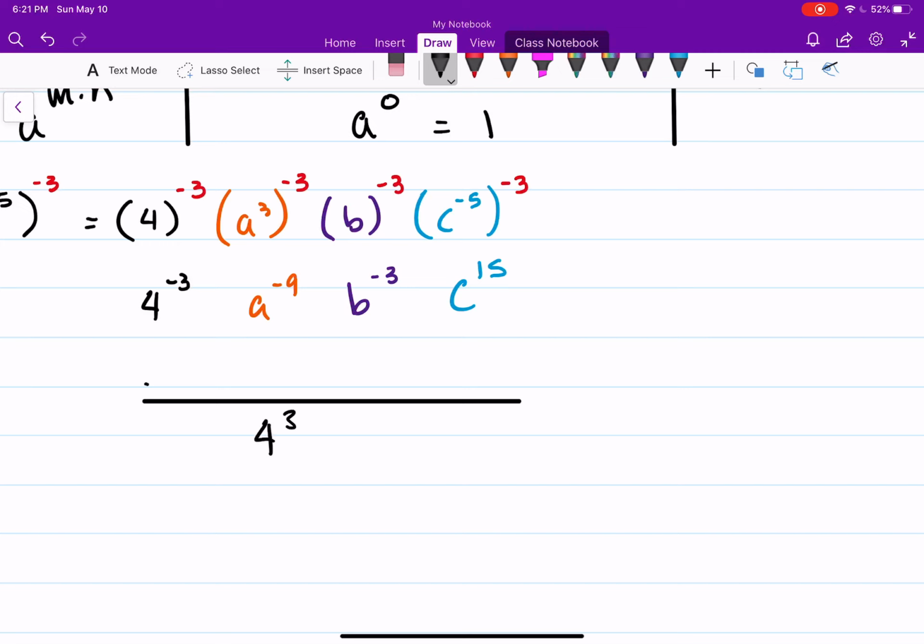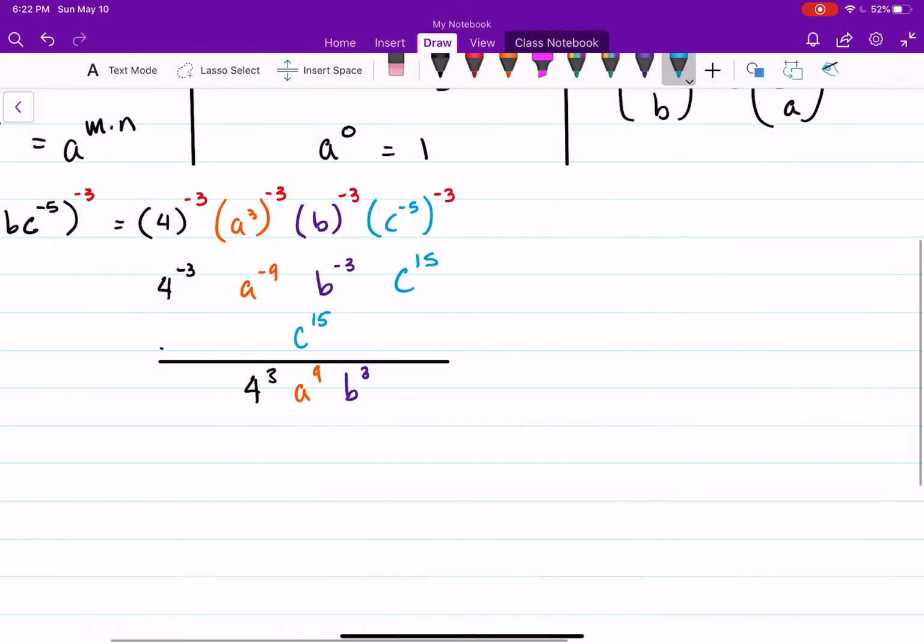They're going to move it down to the bottom. A to the negative ninth clearly doesn't like being on top, so I'm going to put A to the ninth on the bottom. B to the negative third doesn't like being on top, so bring it down to the bottom. C to the 15th likes being on top, so we'll leave C to the 15th on top. And there is my answer right there.